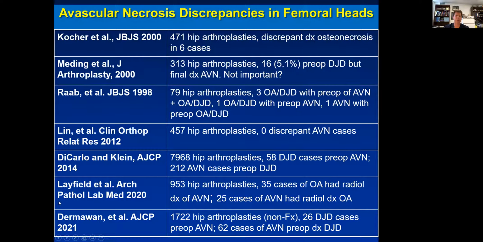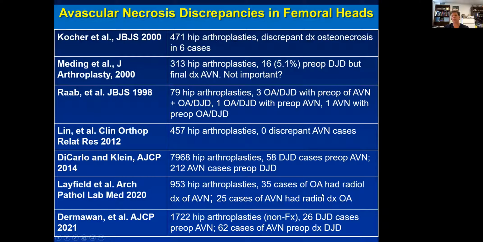A more recent study didn't find any discrepant cases, but again, not very good detail on the pathologic examination of these specimens. If we look at the more recent studies, we've talked already about DeCarlo and Klein's huge hip arthroplasty study, 58 DJD cases with preoperative diagnosis AVN, 212 AVN cases preoperatively diagnosed as DJD. A very recent study by Layfield from the University of Missouri in the Archives of Pathology and Laboratory Medicine looked at 953 hip arthroplasties, and they recorded that 35 cases of osteoarthritis had a radiologic diagnosis of AVN. 25 cases of AVN had a radiologic diagnosis of osteoarthritis, and the authors mentioned that this would be the topic of a future study where they would look into these cases a little bit more.